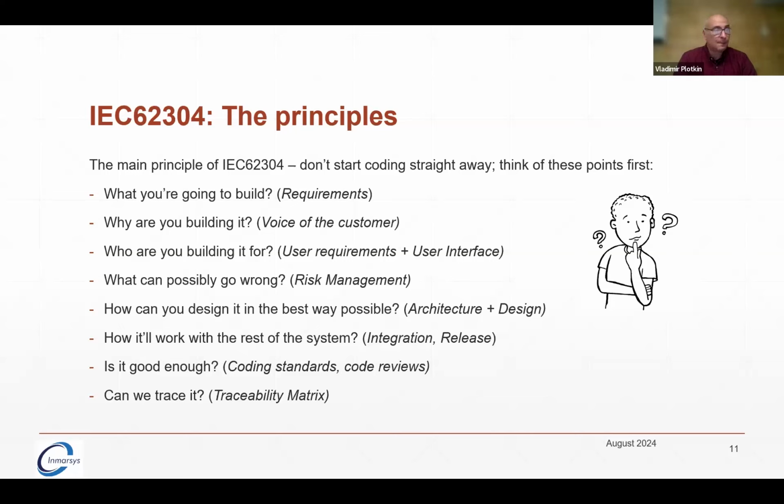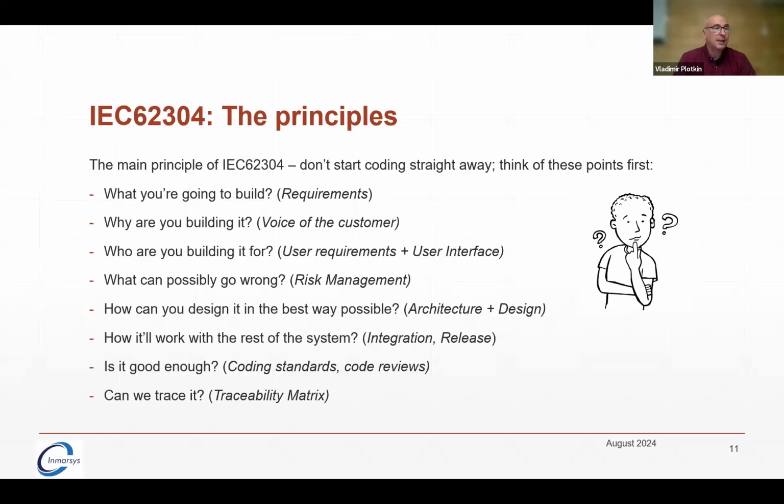What can possibly go wrong? One of the big things of the medical development lifecycle is risk management, and 60304 is talking a lot about it, but it doesn't really have the proper process for it. So it's referring to 14971, and that is normally the process the entire company operates under.